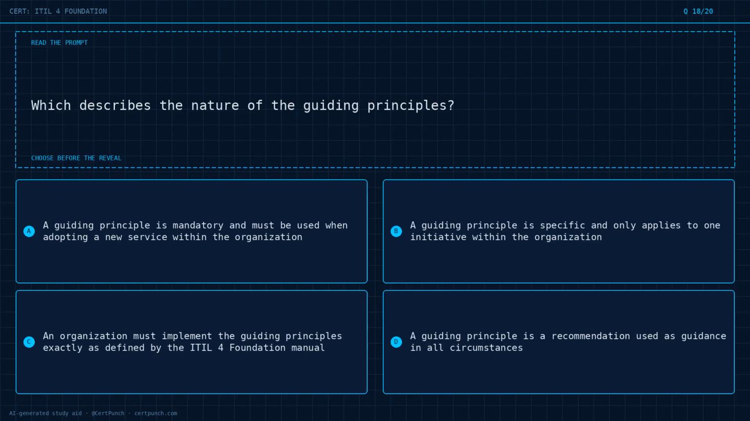Question 18 of 20. Which describes the nature of the guiding principles? Option A. A guiding principle is mandatory and must be used when adopting a new service within the organization. Option B. A guiding principle is specific and only applies to one initiative within the organization. Option C. An organization must implement the guiding principles exactly as defined by the ITIL 4 Foundation Manual. Option D. A guiding principle is a recommendation used as guidance in all circumstances. Lock in your pick before the reveal. Trust the read. The answer is option D.